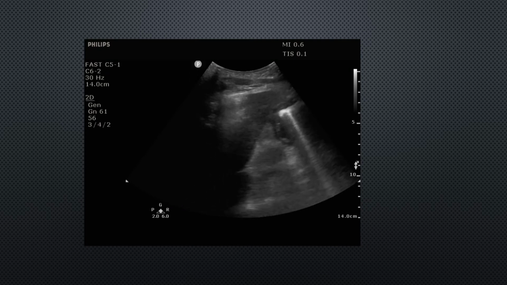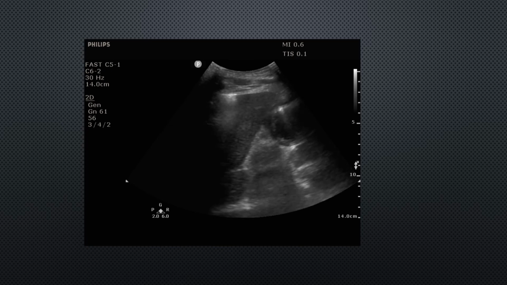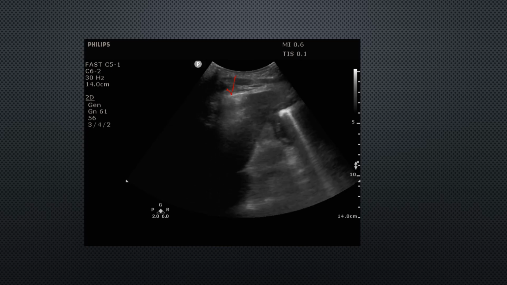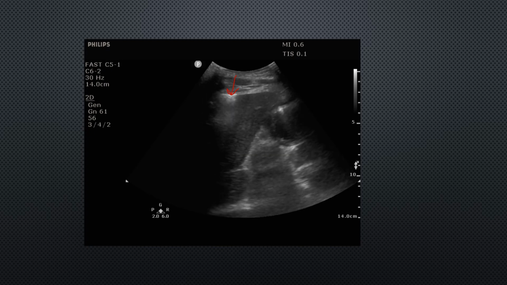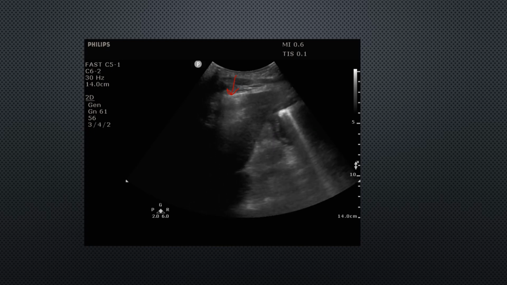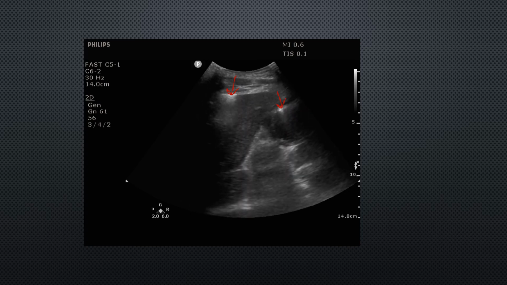This is another example of abnormal air artifact. This is actually in an abnormal location. So this is the air artifact right here. It's pretty clear. And this is actually coming down over the liver. So this is pneumoperitoneum. But there's another example over here of some more air artifact as well.